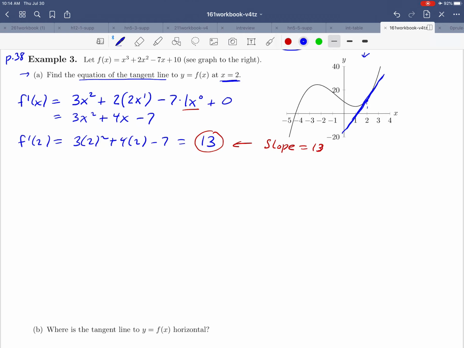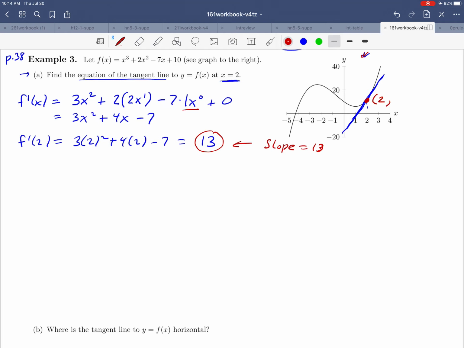Okay, at the beginning of the problem, we made the observation that we need a slope and a point on the line. So we need to figure out what's a point on our tangent line. Let's go back to the picture over here to the right for a minute. One thing I notice is that one point on the line occurs right at the place where the line hits the curve. And what are the coordinates of that point?